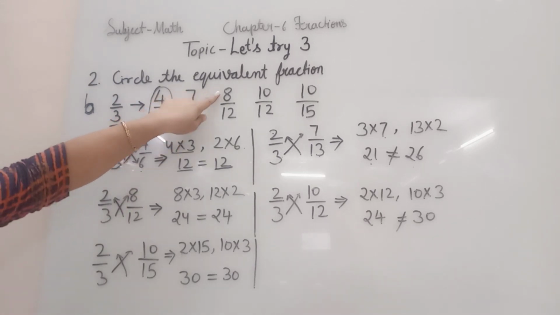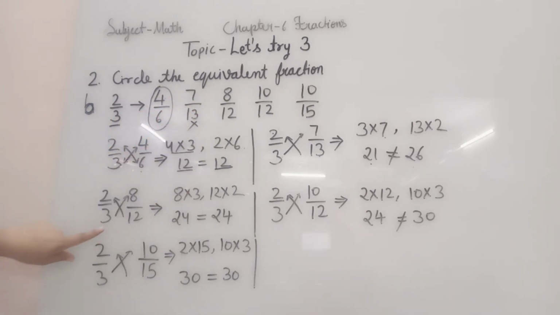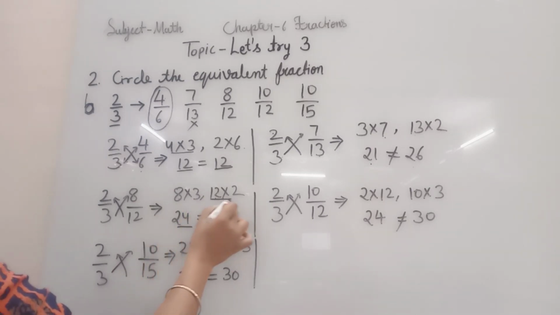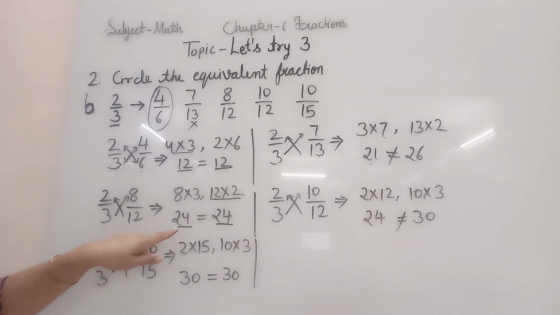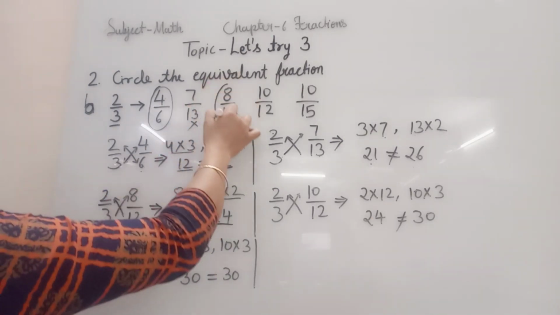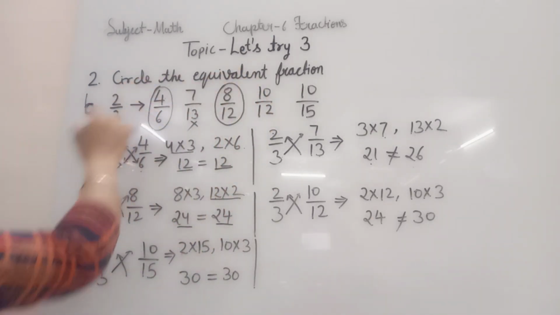Now let's check 8 by 12. Let's do the cross multiplication. 8 multiplied by 3 and 12 multiplied by 2. 8 3s are 24 and 12 2s are also 24. So both are equal. It means 8 by 12 is an equivalent fraction of 2 by 3.